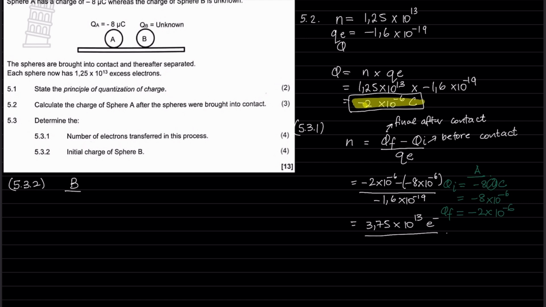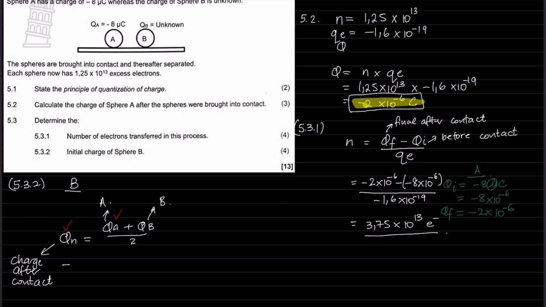So we can use this formula. Qn is equal to Qa plus Qb divided by 2. This is the charge after contact. This is the charge of A. That is the charge of B. And we have those values. We know the charge after contact. We know the charge of A before contact. And so the only thing that we don't know and that we can work out is the charge of B.